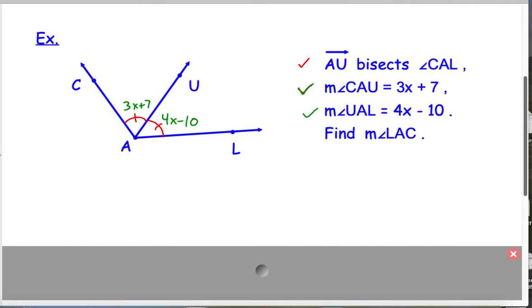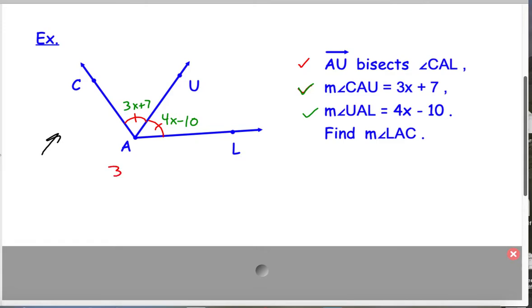So obviously we're going to have to find x first. To find x, we need an equation. We need to know what's equal. Well, we know what's equal because I made these red marks, and I knew I could make them because they told me that AU bisected angle CAL. So this angle is equal to this angle here, so I can just set this expression equal to that expression, and I'm ready to solve.